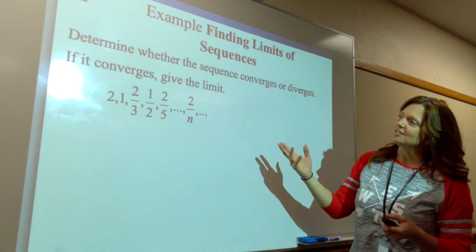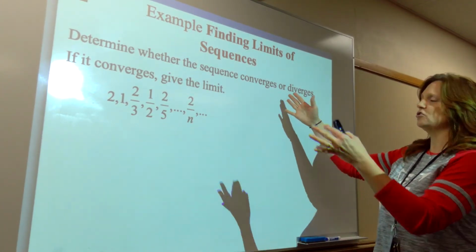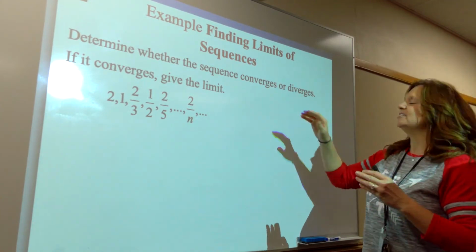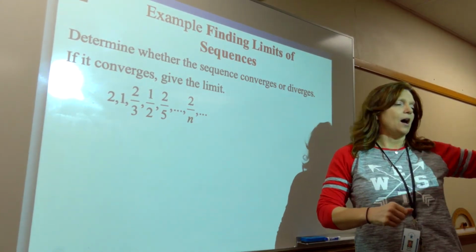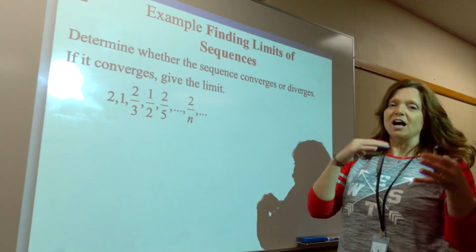So here's just an example. Determine whether the sequence converges or diverges. Converges is where it goes to a specific value. Diverges is either going to grow, either up or to negative values, or it can oscillate too.